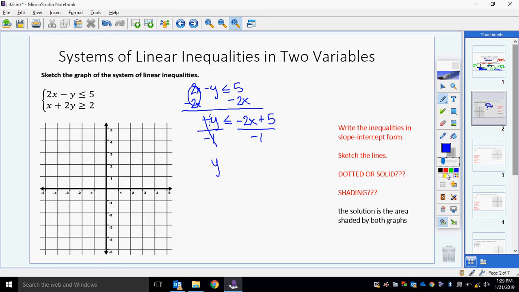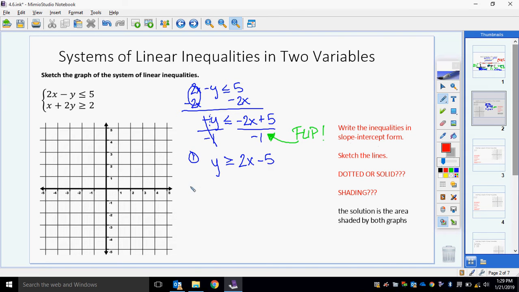One thing that I want you to remember is when you are dividing by a negative on both sides, you need to flip your inequality. So instead of facing that direction, I'm going to flip it to face the other direction. A -2 divided by a -1 would be a +2, and there's an x with it. And a +5 divided by a -1 would be a -5. So I'm going to write -5. So that's one of my lines.